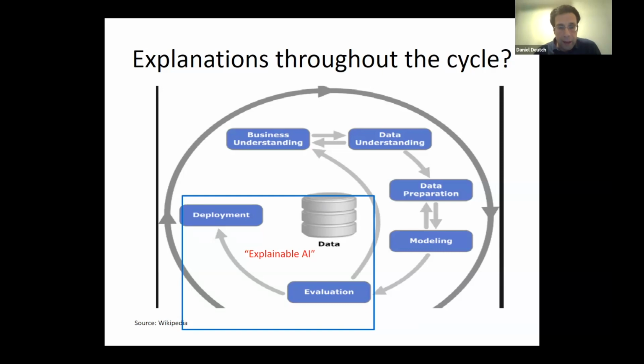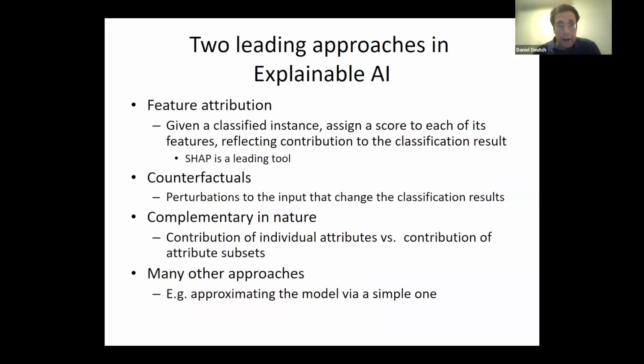And the field of explainable AI typically focuses naturally on the AI, on the model when evaluated and deployed. And there are two leading approaches. There are many approaches, but there are two leading ones. One is called feature attribution, where the idea is that we get a classification and we want to understand why. So the why takes the form of assigning some score to each of the features of the particular instance that we are now classifying. And this score should reflect the contribution to the classification result. And here SHAP is a leading tool. Companies are actually using it. I will mention what SHAP is. Actually, that's very useful.